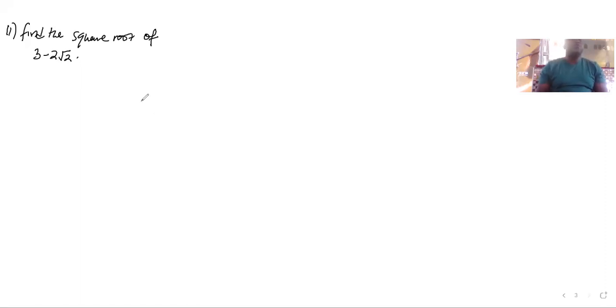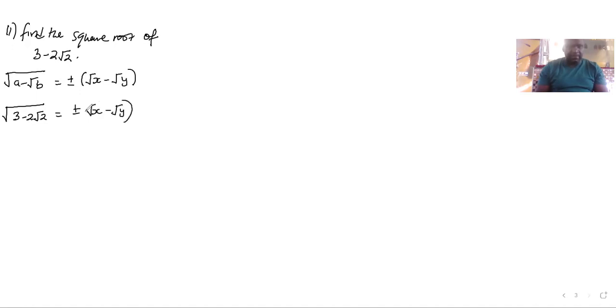Now, we saw that for the roots, for the subtraction, we have root of A minus root of B, for example, which is going to be equal to plus or minus root of X minus root of Y. So in our regard, we are finding the square root of 3 minus 2 root of 2 is equal to plus or minus root of, say, assumed X minus root of assumed Y.